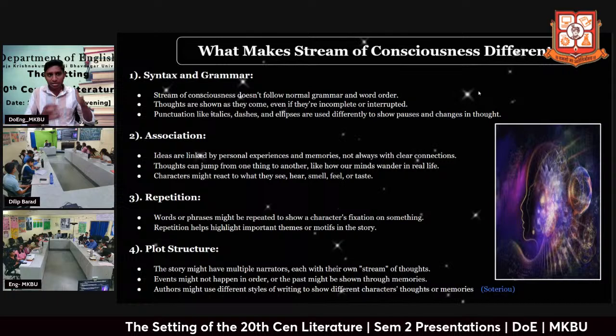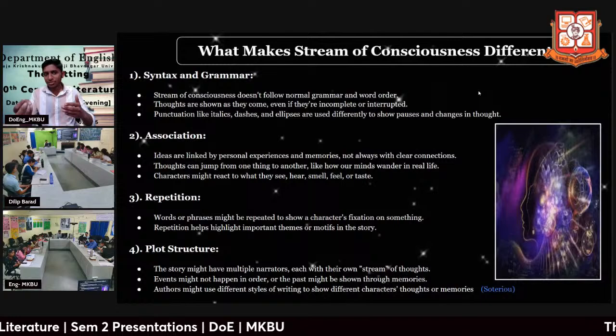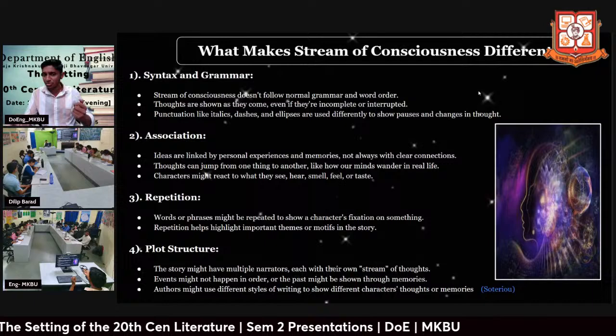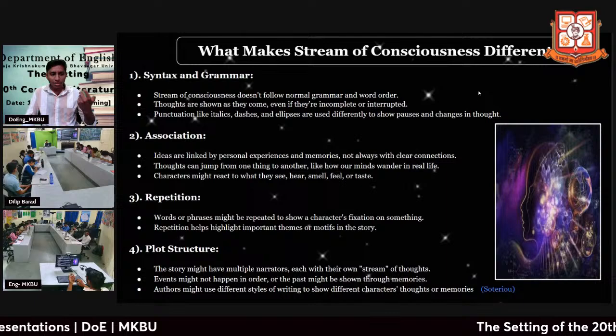In stream of consciousness, the writer does not follow any proper rules of language or proper grammar, or we can even say he writes word by word. He just writes what is in his mind, even if it is an incomplete sentence or many other things. Also the plot and story will not be structured in a proper way, and we find repetition of words, dialogues, and lines.